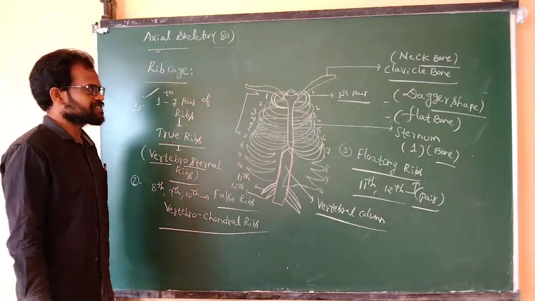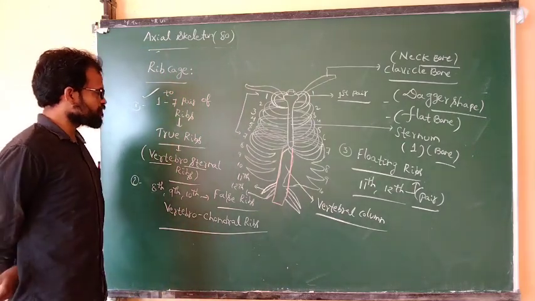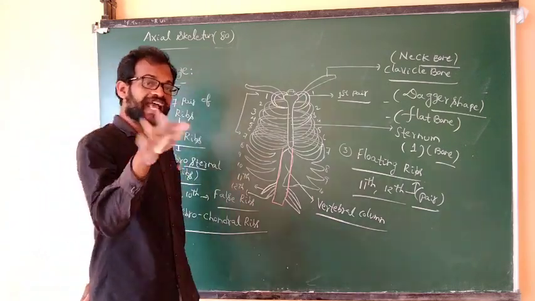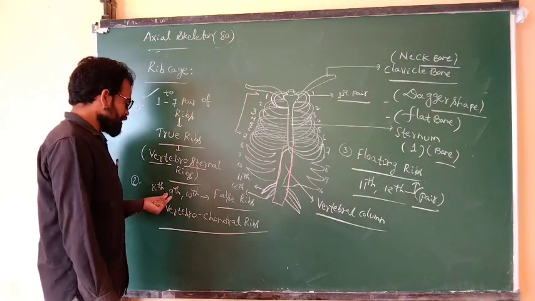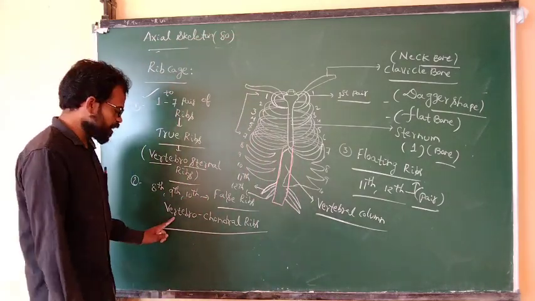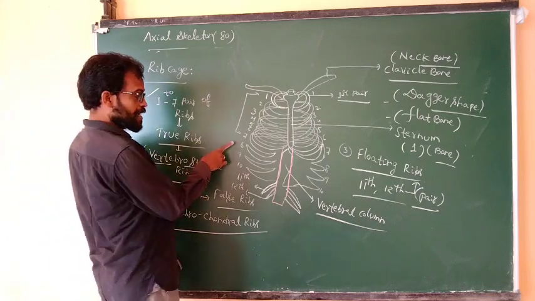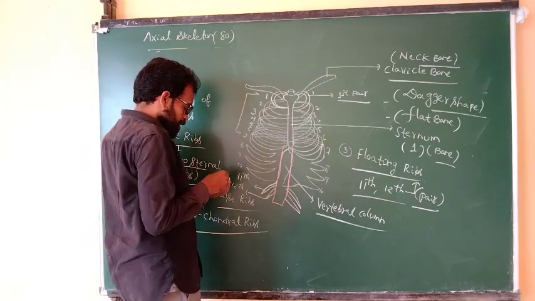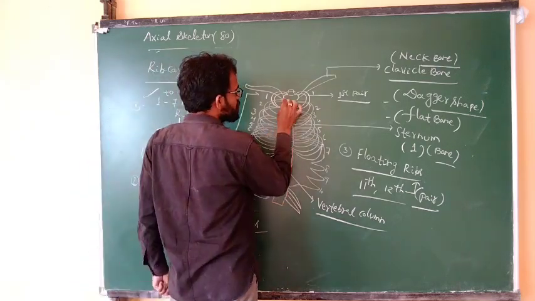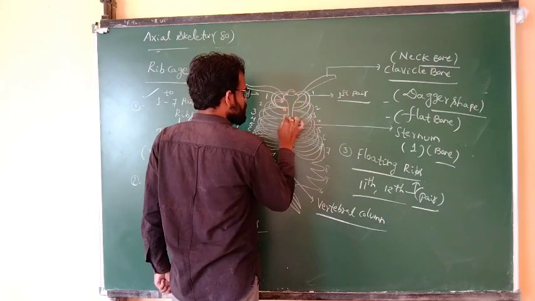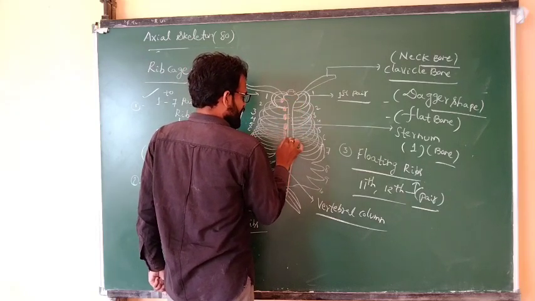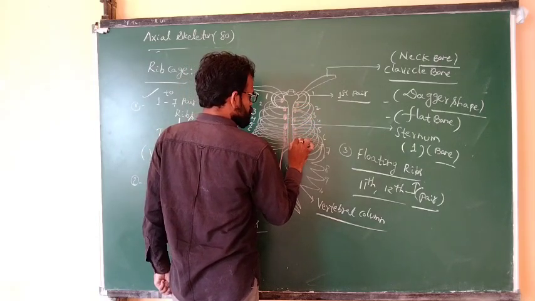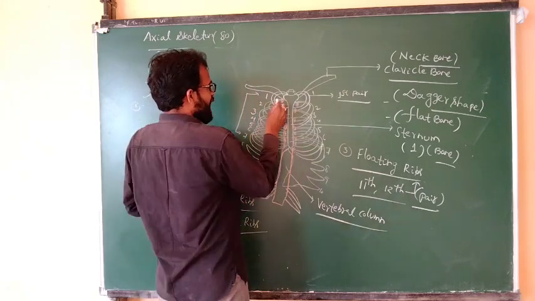First pair, second pair, first to 7 pair of ribs is nothing but true ribs. Vertebrosternal ribs are attached to the vertebra as well as the sternum. Coming to the 8th pair, 9th pair, 10th pair, it is nothing but false ribs. False ribs means vertebrochondral ribs. They are first attached to the 7th, then they are attached to the sternum. That means chondrium. Chondrium means cartilages. See here. Each rib is attached with the help of cartilage.